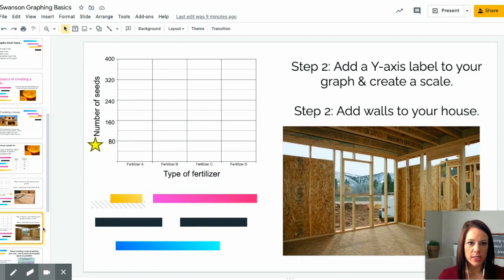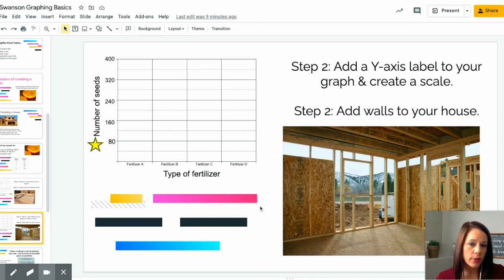Second step is to add a y-axis label and create a scale. Now, I'd say this is probably one of the toughest parts of creating a graph. I know when I was in school, I could never figure out a good scale to use. And we're going to talk about that in a second. We think of adding a y-axis, which again, this is x and this is y. We think about adding a y-axis like building the walls of a house.